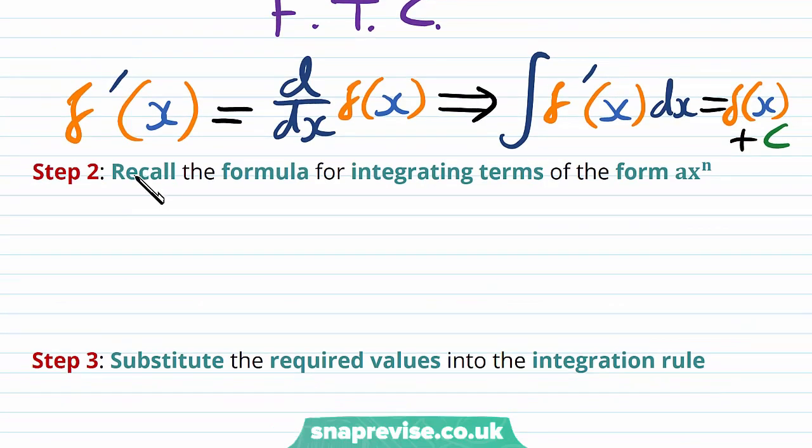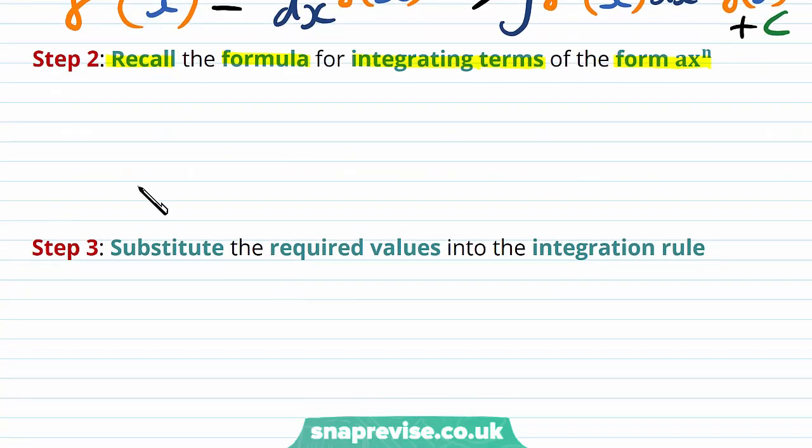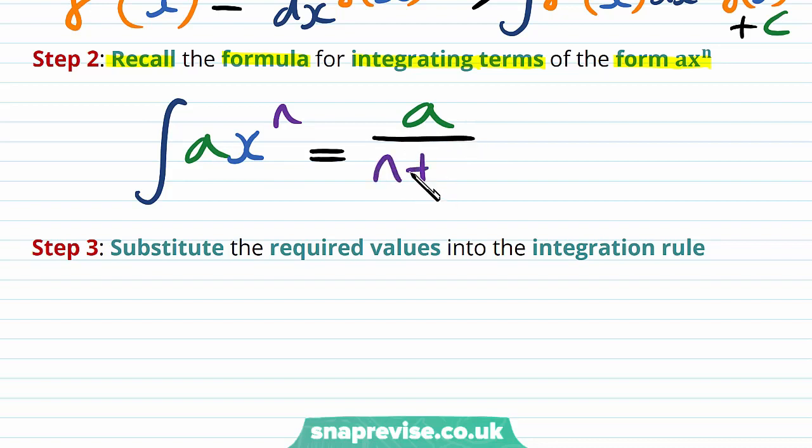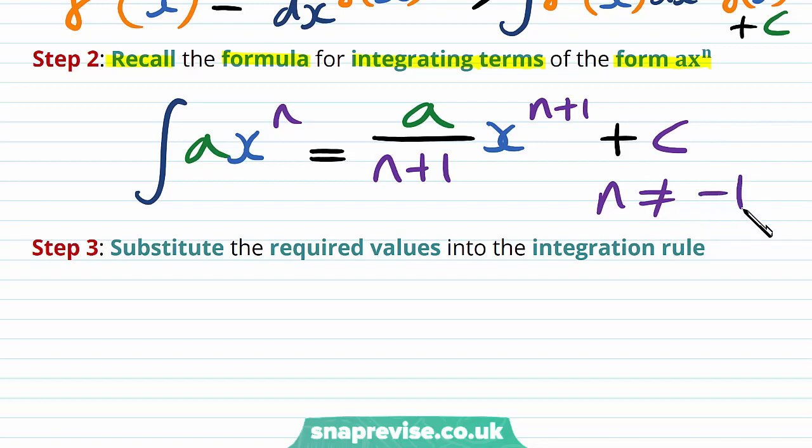Our second step is to recall the formula for integrating terms of the form ax to the power of n. When we integrate ax to the power of n for some value of n which is not equal to minus 1, then we get a divided by n plus 1, and then we multiply by x to the power of n plus 1, and of course we have the arbitrary constant plus c. Again, this only holds when n is not equal to minus 1.